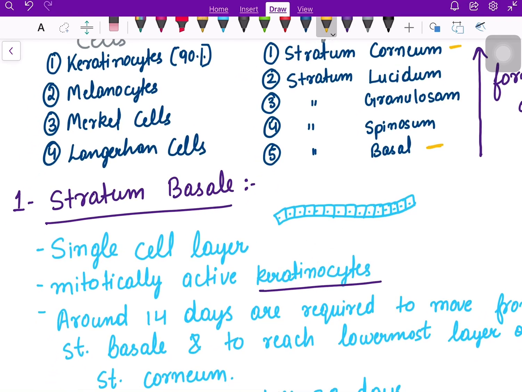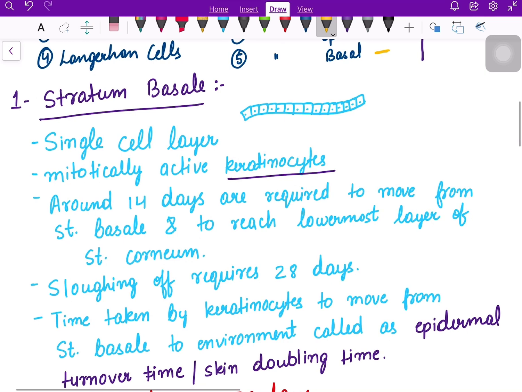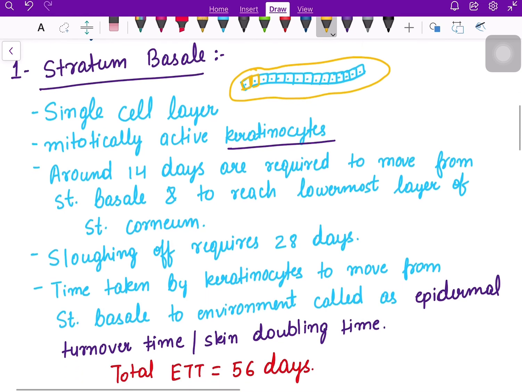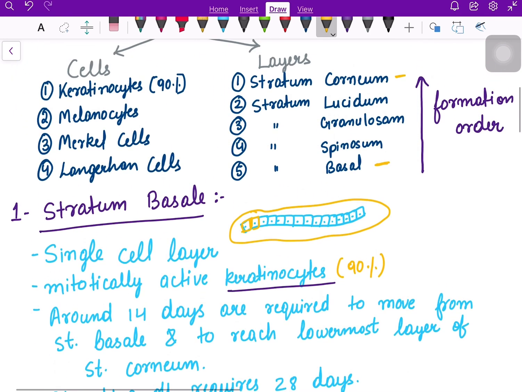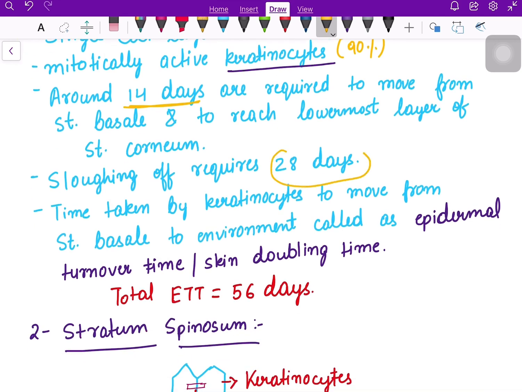Starting with the discussion of stratum basale, it is a single cell layer. We can see it here. Single cells are present, mitotically active keratinocytes, and keratinocytes constitute 90% of the total cell number. Around 14 days are required to move from the stratum basale to reach the lowermost layer of the stratum corneum. Sloughing of it requires around 28 days.